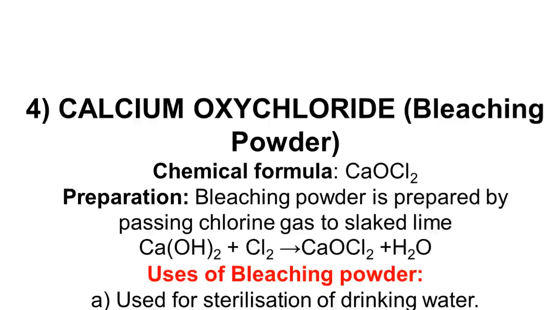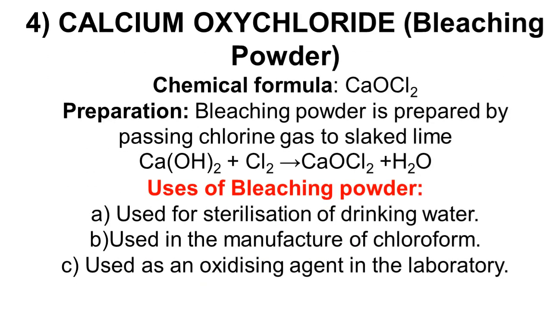The next very important salt you are going to study here is calcium oxychloride, which is commonly referred as bleaching powder, and whose formula is CaOCl2. This is another important salt which is yellow in color. It is prepared by passing again chlorine gas to a slaked lime.